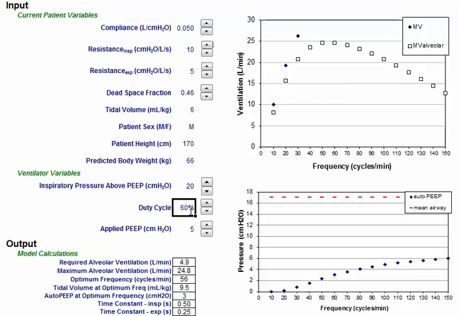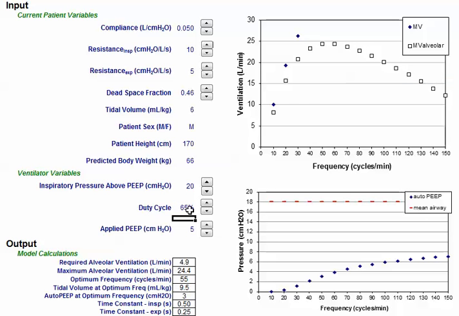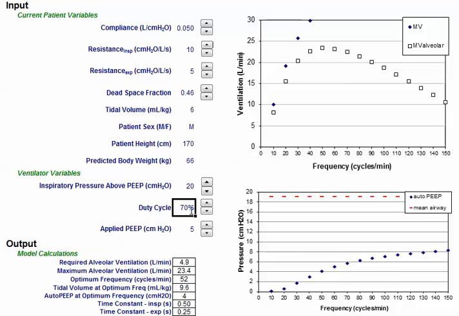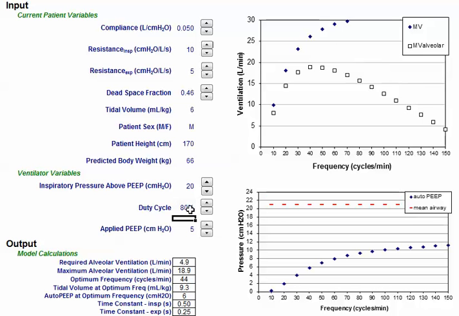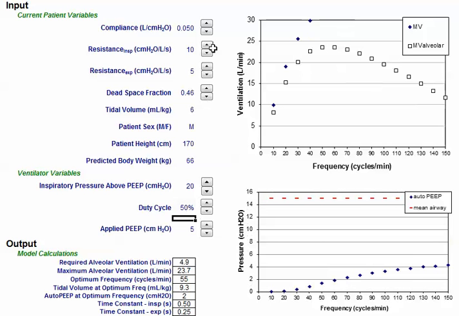Let's go ahead and change that to 65. Didn't really gain much more. Let's go to 70%. And so around 60% was my max. If I go to 80, making it more inverse, I'm not gaining anything else. I'm actually dropping my tidal volume. I'm going to change that back to 1-to-1, my optimal setting if both are equal.